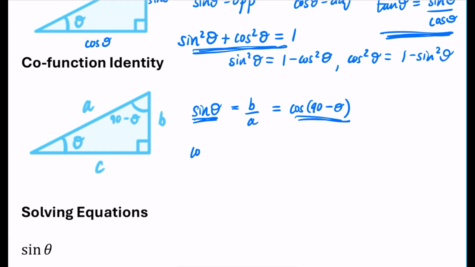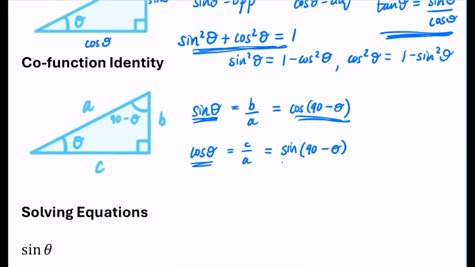And similarly, if I worked out what cos theta was from our original triangle, it would be c over a. Hopefully you can tell that c over a is the sine of 90 minus theta. C over a is the opposite over the hypotenuse. So it is the sine of 90 minus theta.